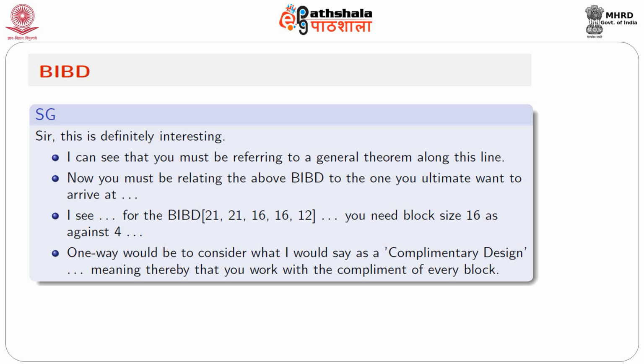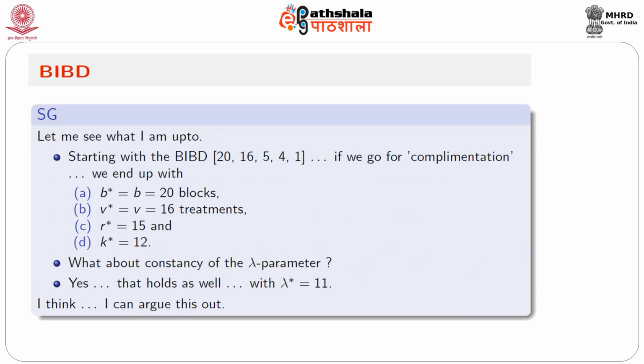One way would be to consider what I would say as a complementary design, meaning thereby that you work with the complement of every block. Let me see what I am up to. Starting with the BIBD with B equal to 20, V equal to 16, R equal to 5, K equal to 4 and lambda equal to 1.